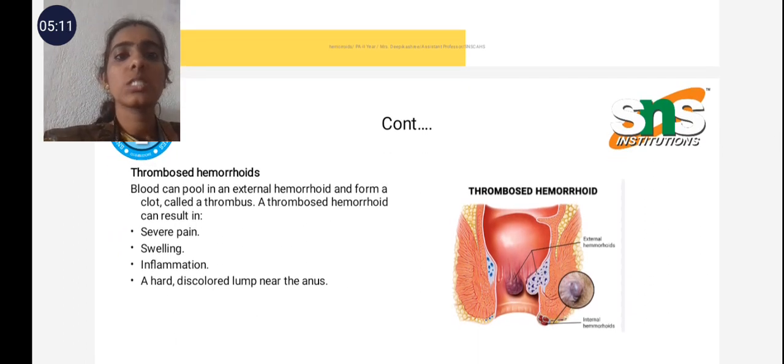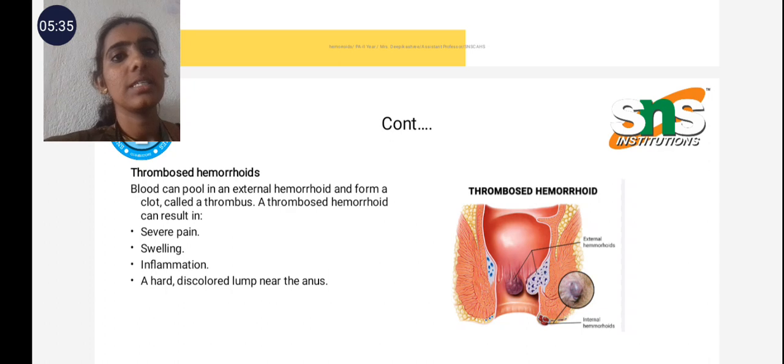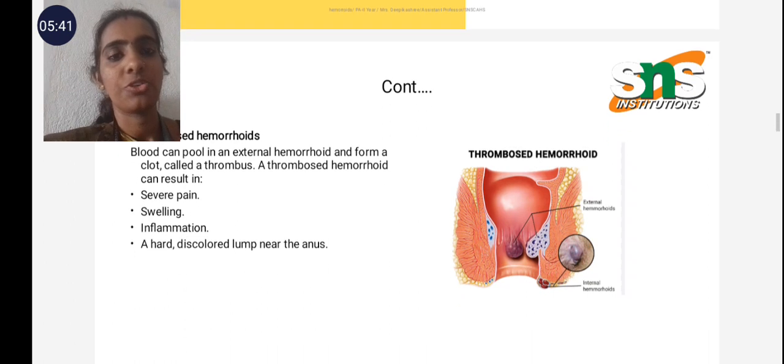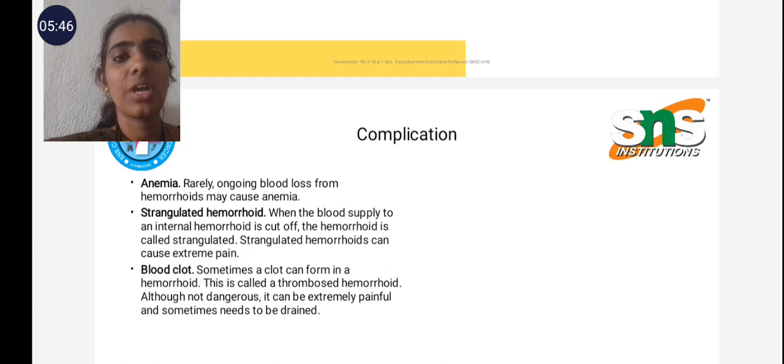And thrombosed hemorrhoid is one of the types of hemorrhoids. Blood can pool in an external hemorrhoid and form a clot called a thrombus. A thrombosed hemorrhoid can result in severe pain, swelling, inflammation, and a hard discolored lump near the anus. The small particles of blood accumulate and cause discomfort to the patient. That is called a thrombosed hemorrhoid. So the complications of hemorrhoids are anemia, strangulated hemorrhoid, and blood clot.